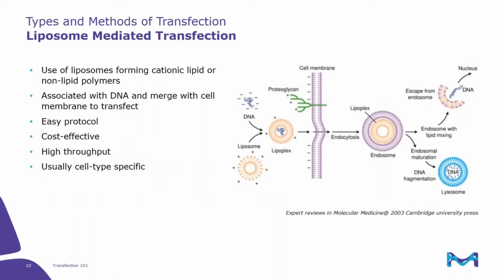Liposome-mediated transfection, or lipofection, techniques involve the use of liposome-forming cationic lipids, or non-lipid polymers. Such lipids and polymers form liposomes that associate with DNA and merge with the cell membrane to enable the intracellular transfer of DNA. This technique can be used for efficient delivery of nucleic acids into the cell cultures without much difficulty. Lipid transfections can also be adapted for cost-effective as well as high-throughput systems. However, the transfections are usually cell type specific.